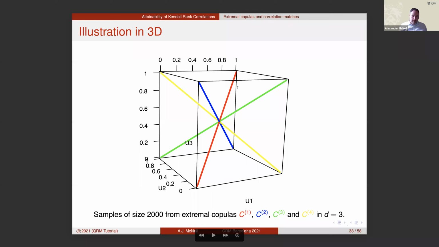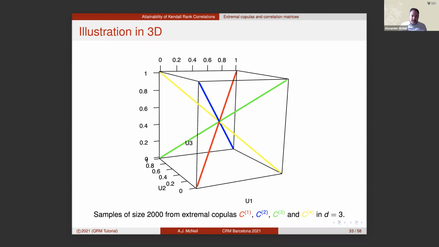In my ordering of them, the first copula is concentrated on the red diagonal, and the second copula is concentrated on the blue diagonal, and so on. So these copulas are distributed on a diagonal, but they are copulas. They are multivariate distributions with uniform marginal distributions.